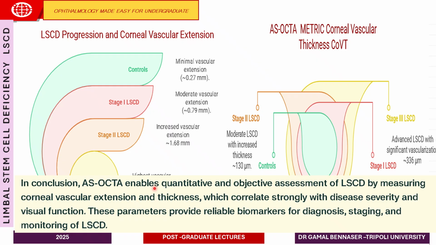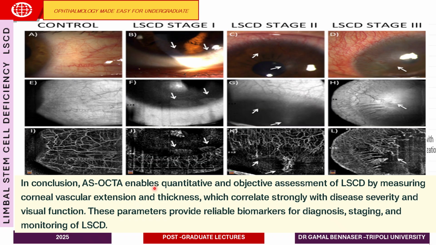So in conclusion, or before the conclusion, you can see in this picture anterior segment OCT angio for a control patient and patients with different stages of limbal stem cell disease. As you can see here, the detailed vasculature is very well seen by the OCT angio. For example, you can see here there is a patch of new vascularization, which is very clearly seen with the OCT angio.